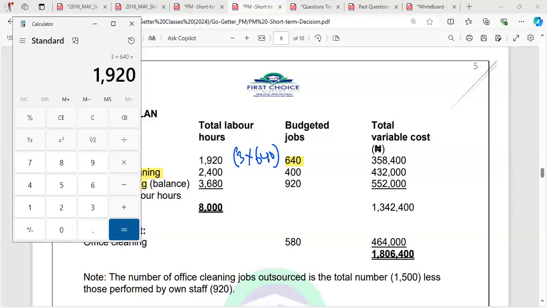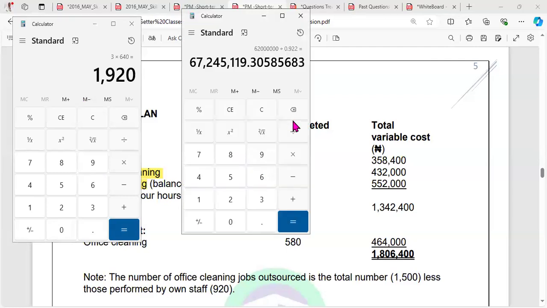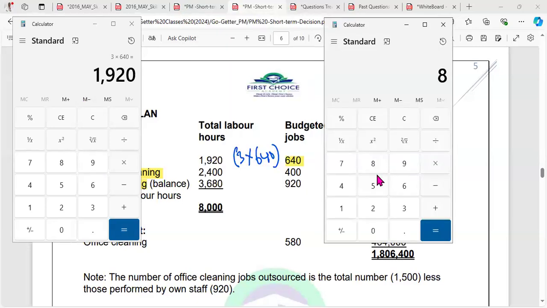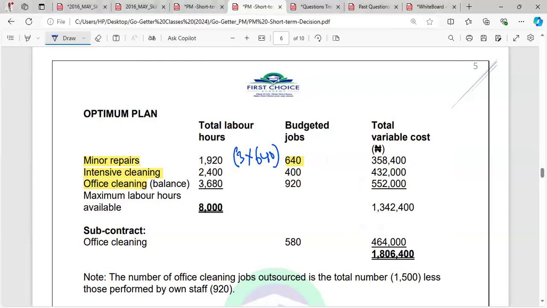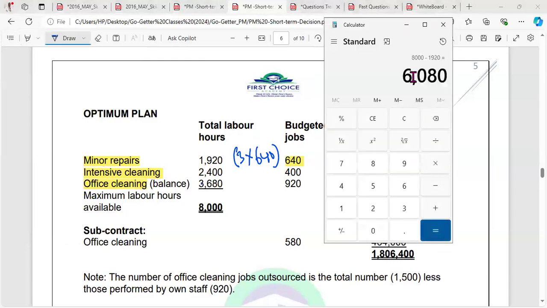Okay, I have another calculator here, which I will now say we have a target of 8,000 hours. 1,900 hours has gone for doing the first job, which is minor repairs. So what will happen? That means 6,080 hours remaining, right?